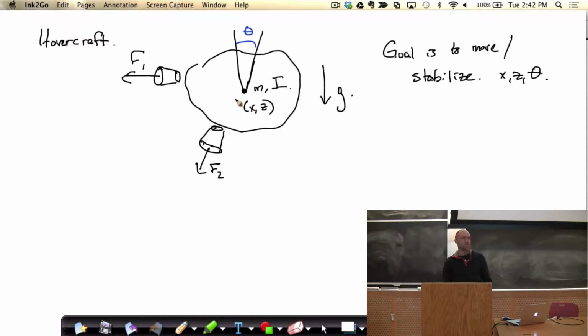All right, so the cool thing is I can write the dynamics down for this. It's pretty easy. Okay, so I've got m x double dot is just the sum over all the thrusters of the x component of the thrust.